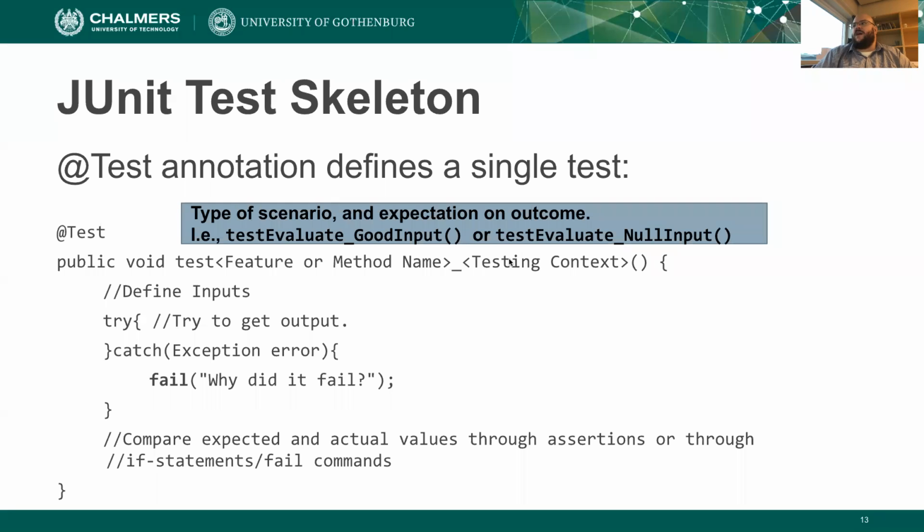And so that might be like the happy path should have good input, or maybe this is something where we're going to try and pass in null input and see what happens, and we just refer to it maybe as null input here in the name, right?